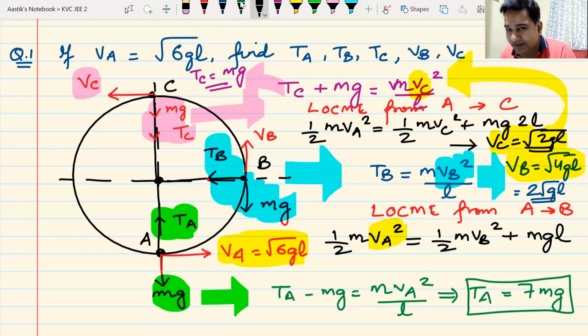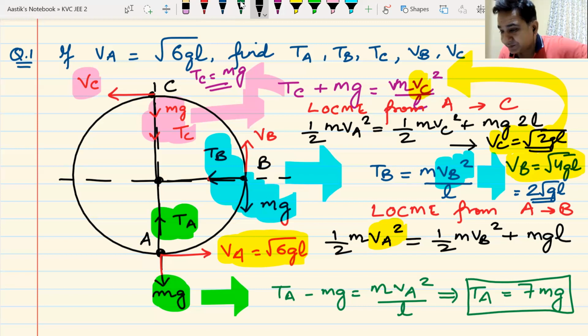There was a reason that I did not write VB as 2 times root over GL. I wrote it as root over 4 GL. Do you see a pattern there? Velocity at point A, velocity at point B, velocity at point C, and this pattern will always be repeated. You don't have to use Lockme even. Without even using Lockme, from velocity at point A you can find out the velocity at point B, and the velocity at point C, if you understand the pattern.